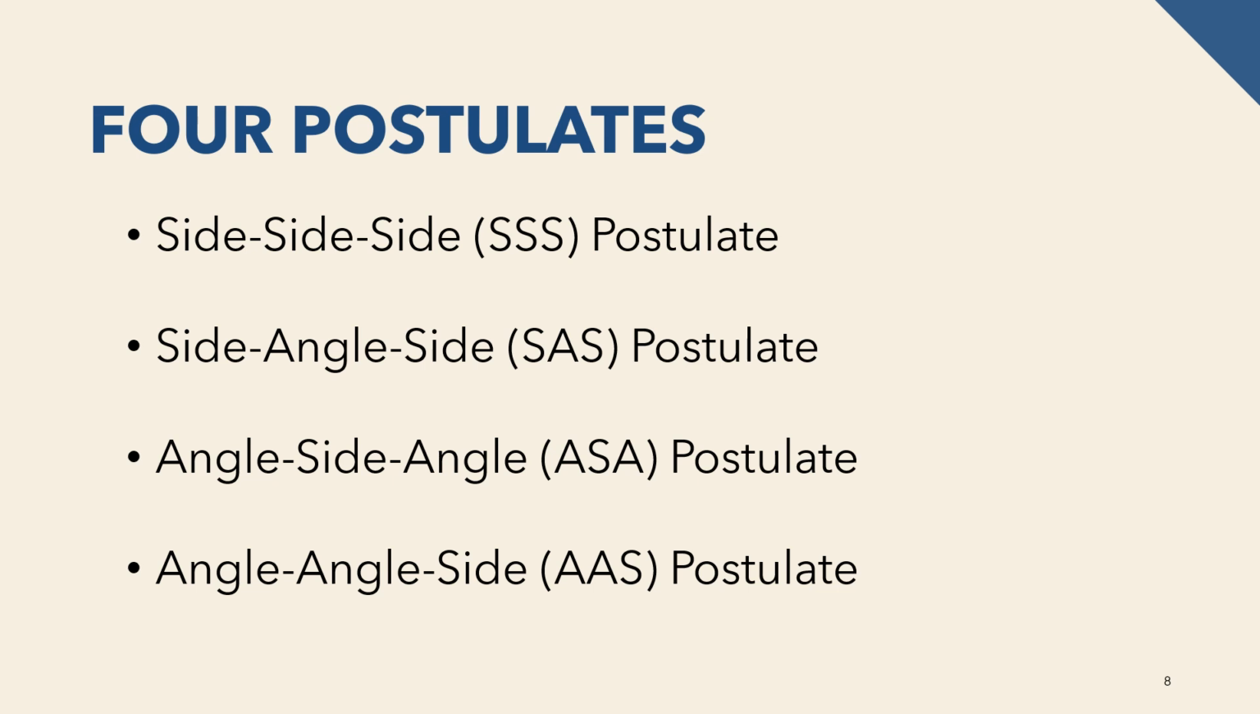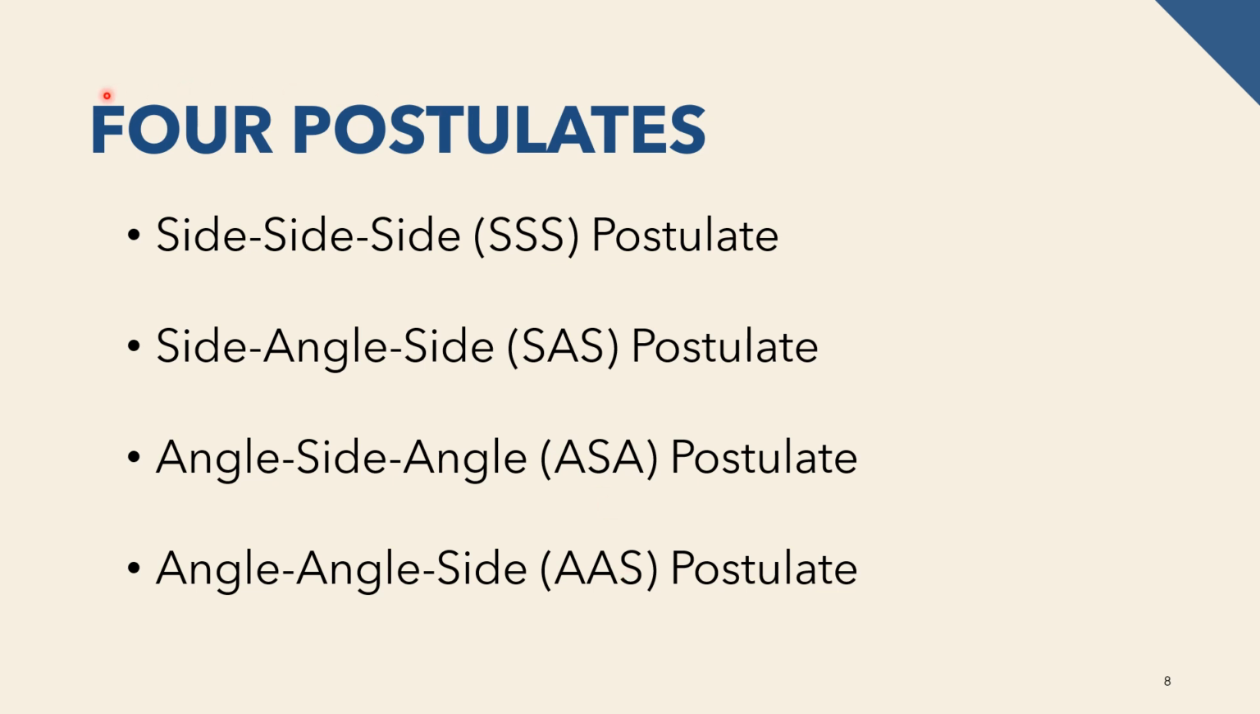All right, these are the four postulates that are typically used to prove that triangles are congruent, and they're called the side-side-side postulate, the side-angle-side postulate, angle-side-angle postulate, and then angle-angle-side postulate. And then you can see I have their abbreviations there as well. So side-side-side is SSS, side-angle-side is SAS, angle-side-angle is ASA, and then angle-angle-side is AAS.